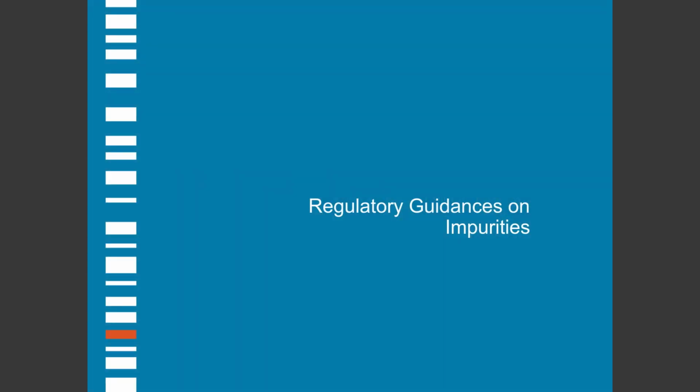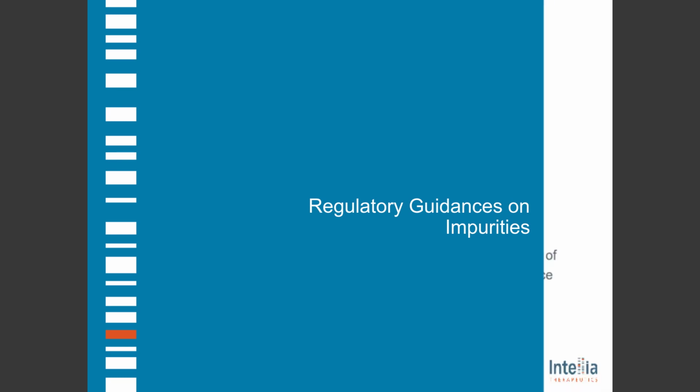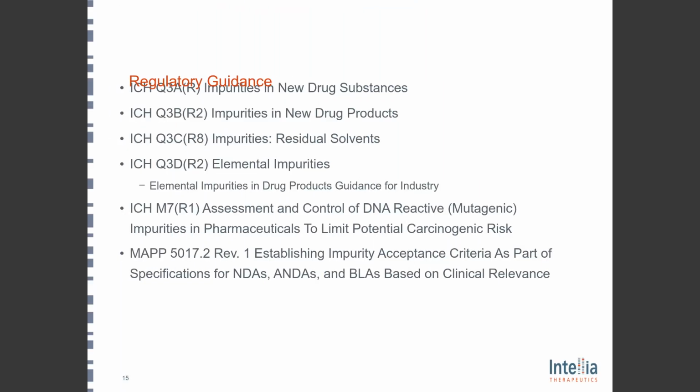Moving on a bit to the regulatory guidances on impurity. So this slide just shows some of the guidances that you can find on residual impurities. ICH Q3A, B, C, D. There's an M7 and MAP 5017 that are all really helpful. The one that I'm really going to concentrate on here is ICH Q3C, the impurities in residual solvents, because that really gives us the tools that we need to set our permissible daily exposures.